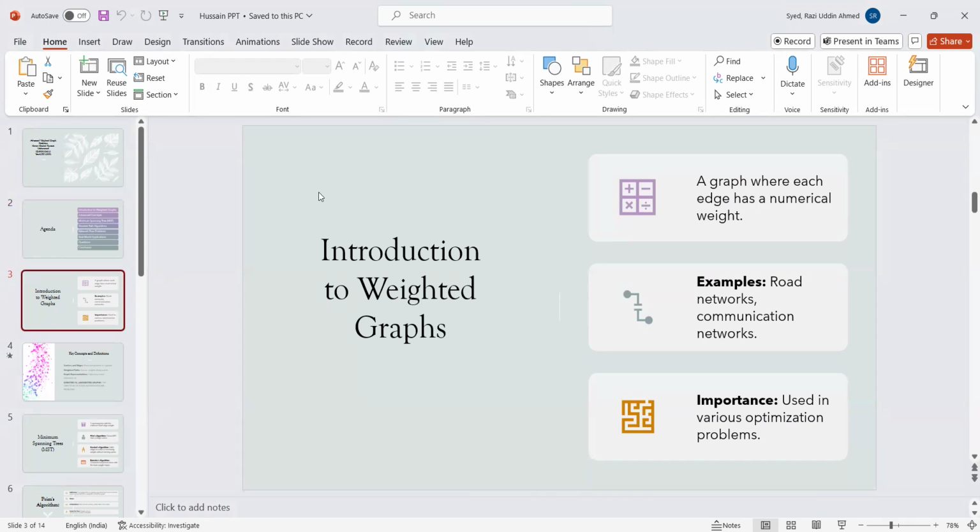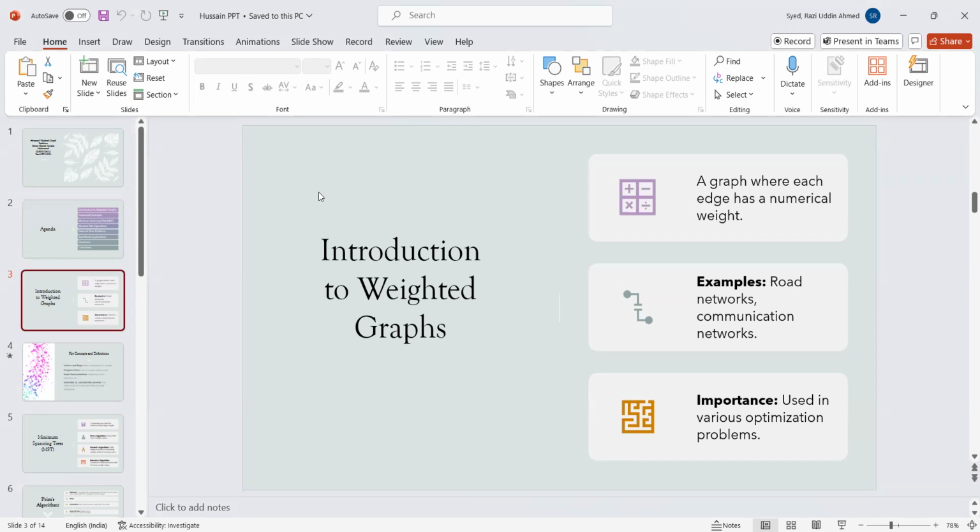A weighted graph is a type of graph where each edge is assigned a numerical value called a weight. This weight represents some cost, distance, or capacity associated with that edge. For example, road networks, communication networks. In a road network, the weight might represent the distance between two cities, but in a communication network the weight could represent the bandwidth and latency between two computers.